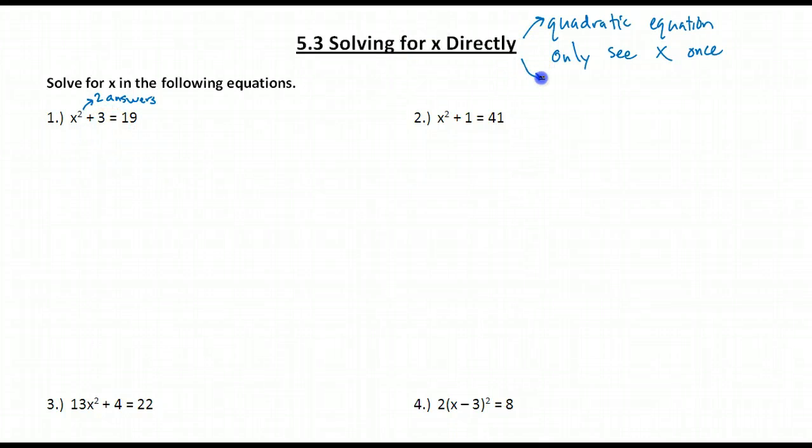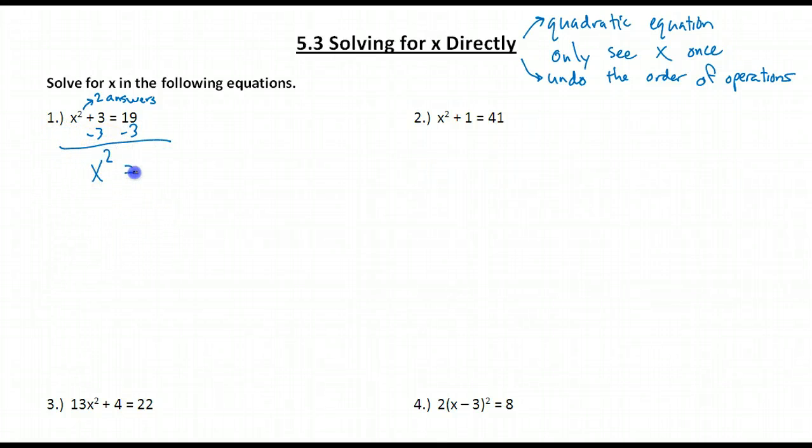To solve for x directly, undo the order of operations. I need to undo what's happening to x in this problem. So to get rid of this plus 3, I'm going to subtract 3 from both sides of the equal sign. Now I'm left with x squared. To get rid of squaring something, the inverse of squaring something is the square root. And if I square root the left side, I need to square root the right side. So I'm left with x equals 4.